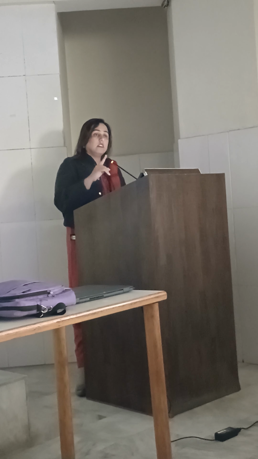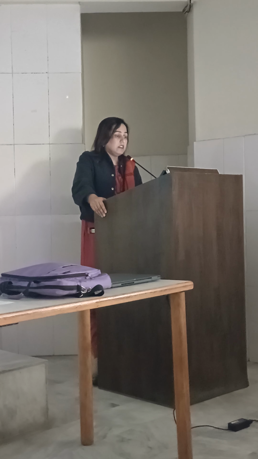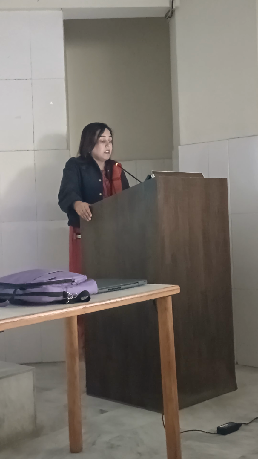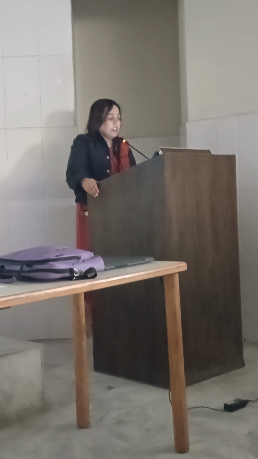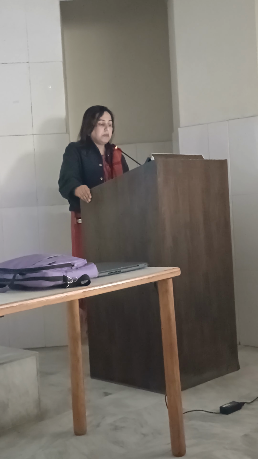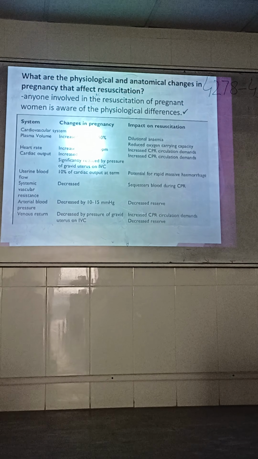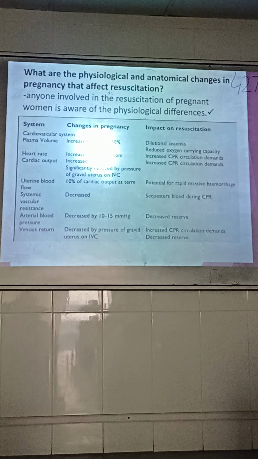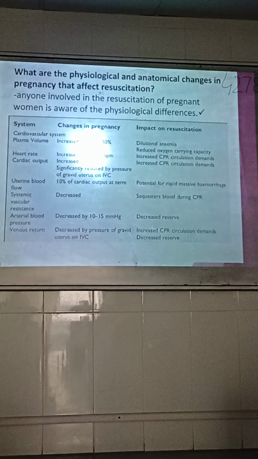जब आप in the wards, you people are dealing with the pregnancy: cardiac output increased by 10% at term. Systemic vascular resistance is decreased. Arterial blood pressure is decreased by 10 to 15 millimeter of mercury, and the venous return decreased by the pressure of the gravid uterus on the inferior vena cava.